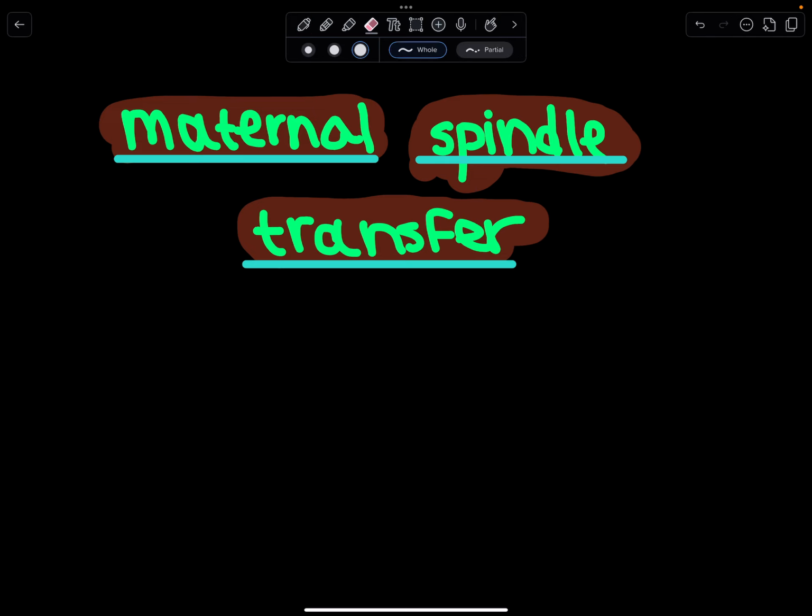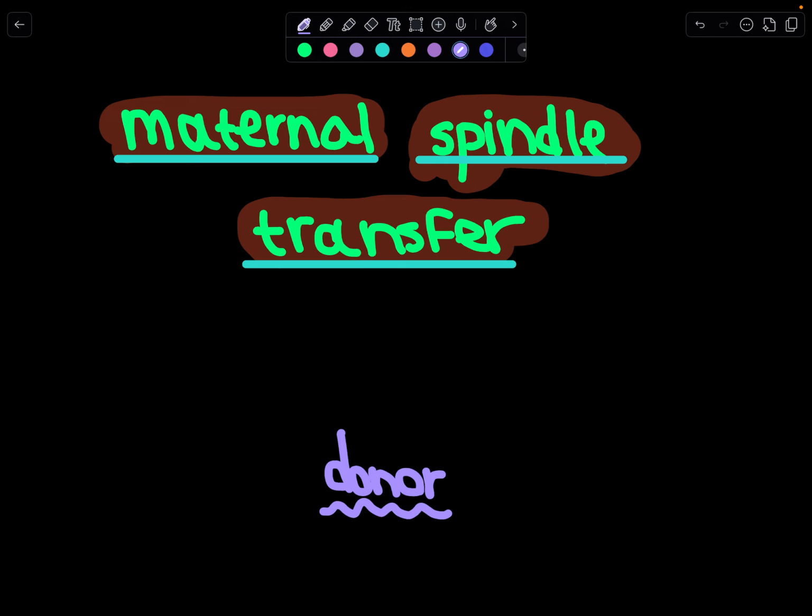Can you very simply explain what it is? I don't get it. Maternal spindle transfer takes the mom's nuclear DNA from her egg with bad mitochondria and puts it into a donor egg with healthy mitochondria, which is then fertilized to make a baby without mitochondrial diseases. But I thought that was the other one that we were talking about, the IVF strategy.